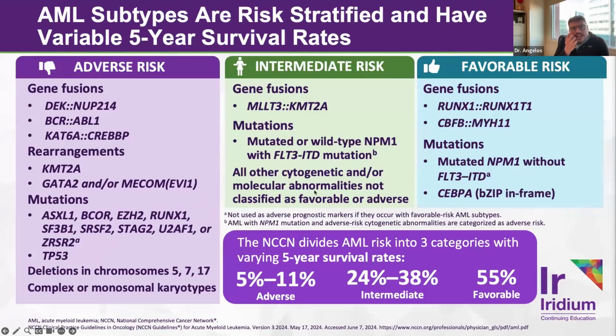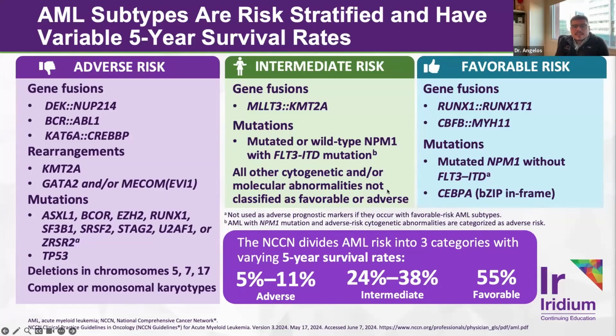So again, the initial genetics at the time of an AML diagnosis really do serve an important role for risk stratification. There are a number of different risk stratification classifiers that are out there. However, the most accepted one in our field that we use is the European Leukemia Net, or ELN 2022 criteria.